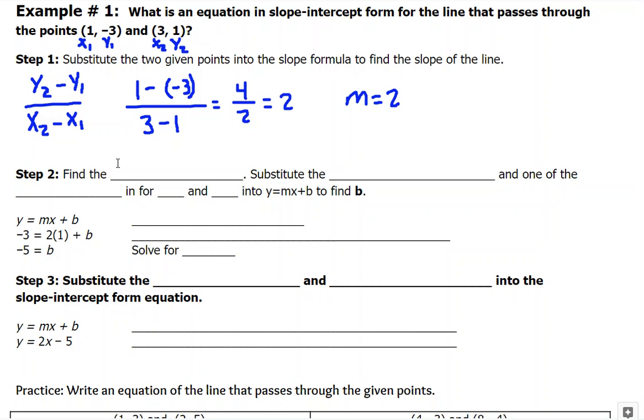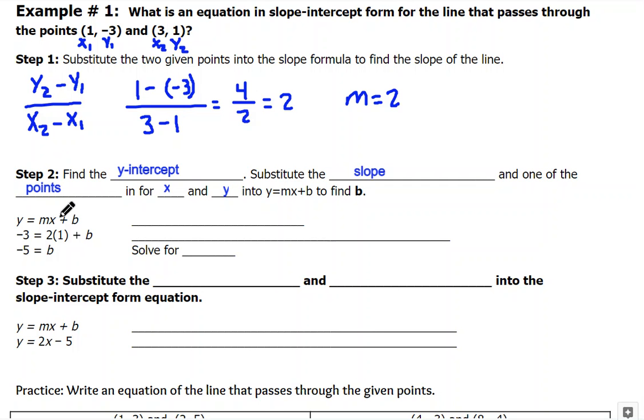All right. The next thing we have to do is find our y-intercept. What we're going to do is substitute in the slope and one of the points. We're going to plug those in for x and y, and we're going to solve for b. It doesn't matter which point you use. You can use either one, and I'll show you that here in a second. You'll get the same answer.